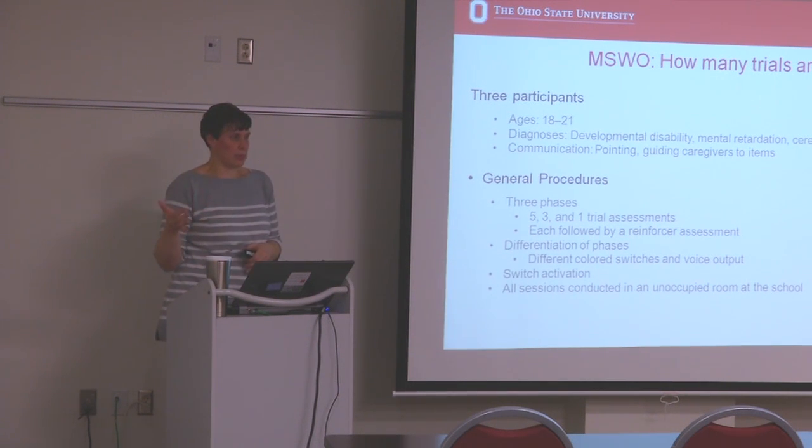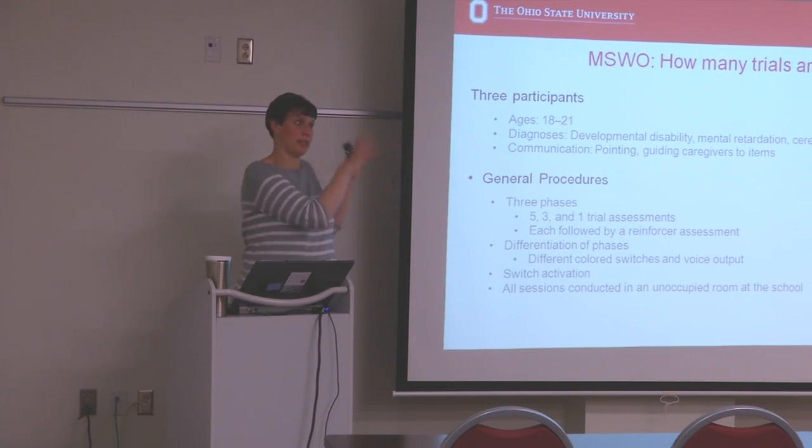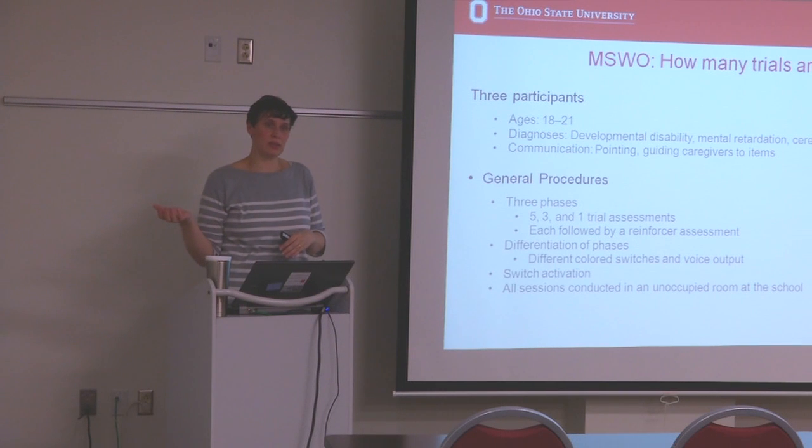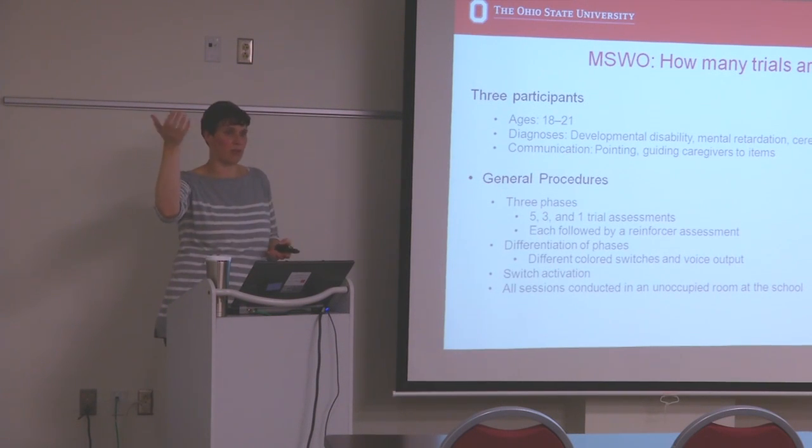Each of those assessments was followed by a reinforcer assessment. The function of a reinforcer assessment from a research standpoint is to figure out, are these things that we identified as high preference, will they increase the likelihood that a student will engage in a particular behavior if the consequence for engaging that behavior is the high preference item?